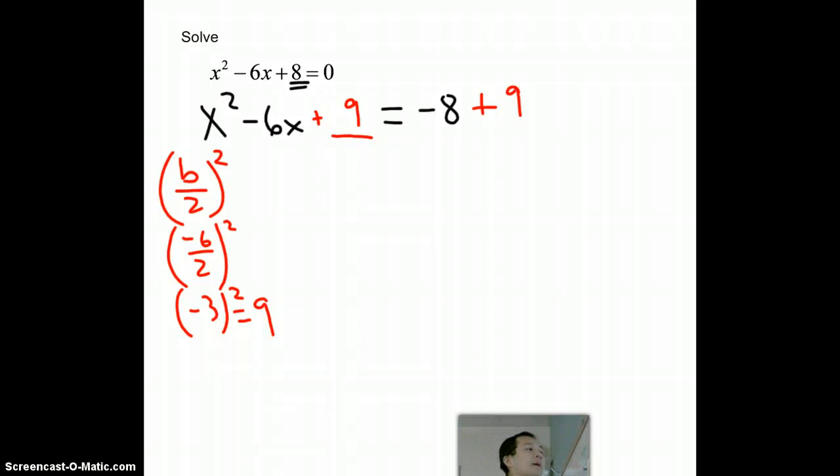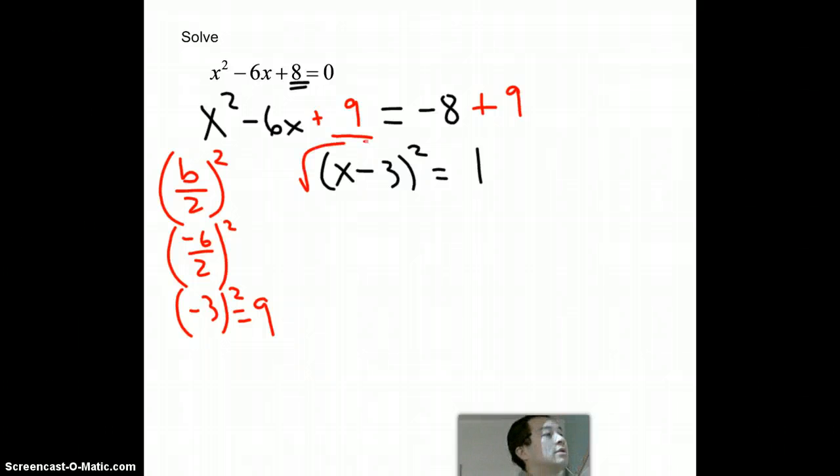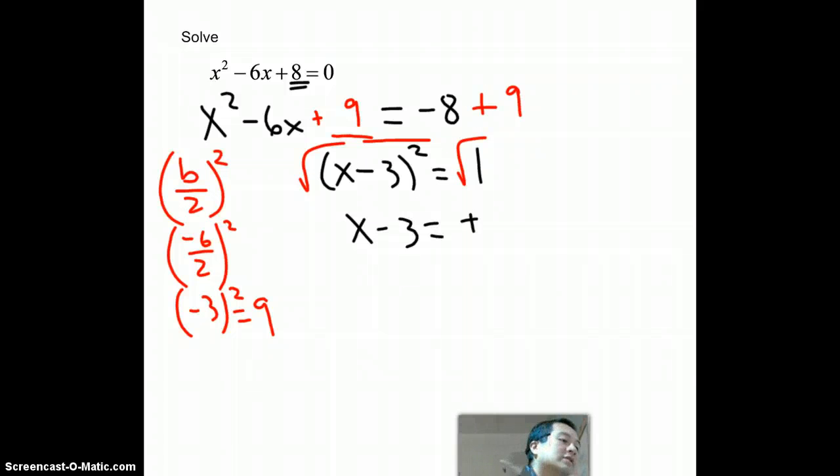Take a look, this becomes a perfect square. Therefore, it goes (x minus 3) squared equals 1. Solve for this: square root both sides. I got x minus 3 equals plus or minus the square root of 1. The square root of 1 is 1. Add 3 to both sides: x equals 3 plus or minus 1.